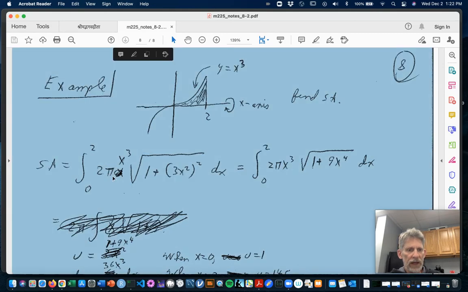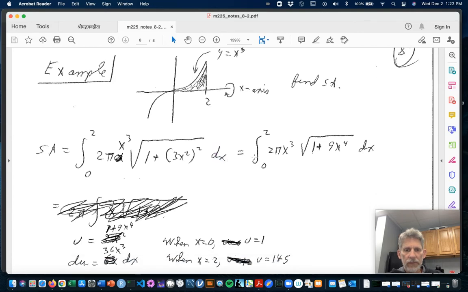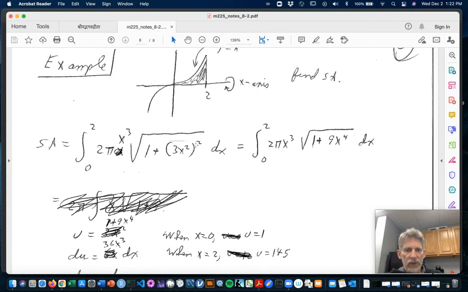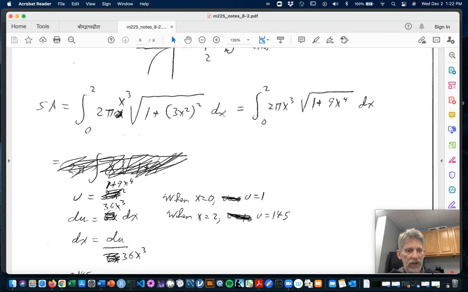of 2 times pi times our f of x, which is x cubed now. And then we need the square root of the 1 plus the f prime squared. Well, the f prime would be 3x squared, and we're going to have to square that. And then we got our dx on the outside. So 3x squared squared is a 9x to the 4th. And so we look at this thing and we're like, you know what? There's an x cubed out here that is almost the derivative of 1 plus 9x to the 4th. So a u substitution should work just fine for us.